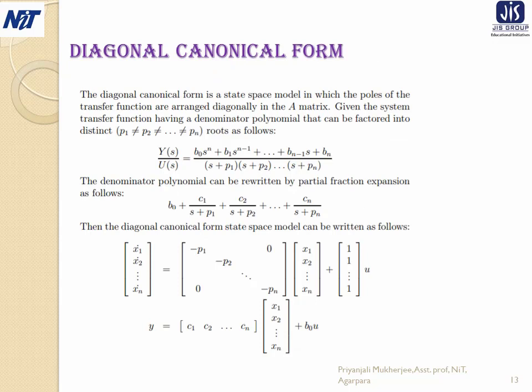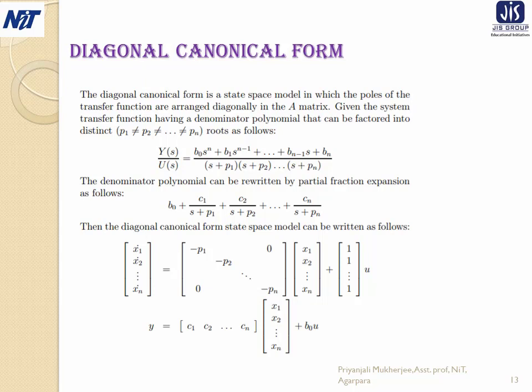Next is the diagonal canonical form. Here the diagonal canonical form is a state space model where the poles of the transfer function have been arranged diagonally in the system matrix. Now the system transfer function has a denominator polynomial which can be factored into distinct roots. So if the system has distinct roots, then we can use the diagonal canonical form.